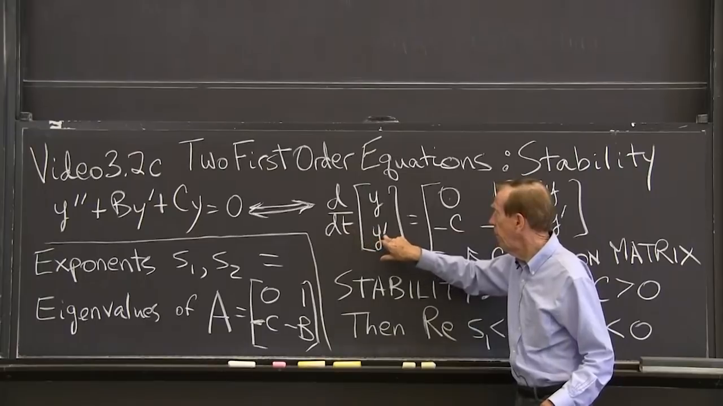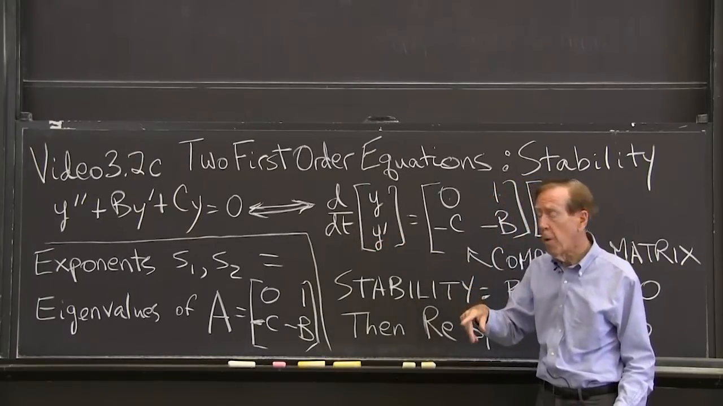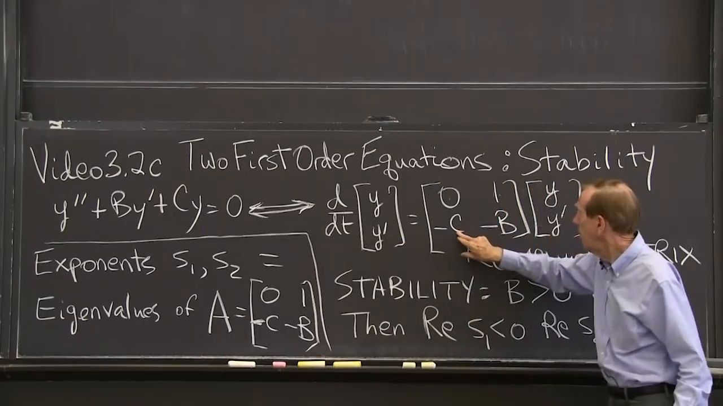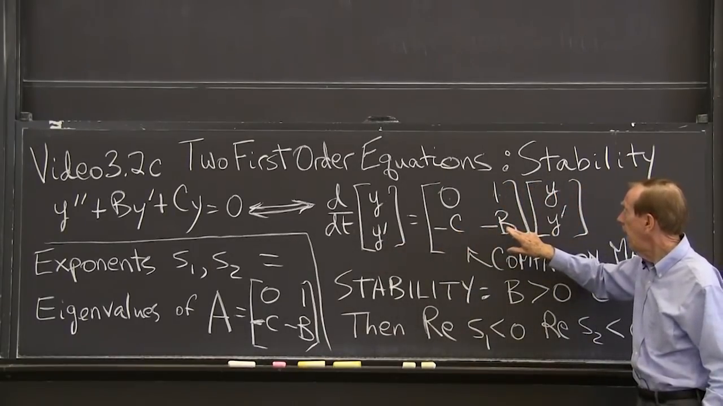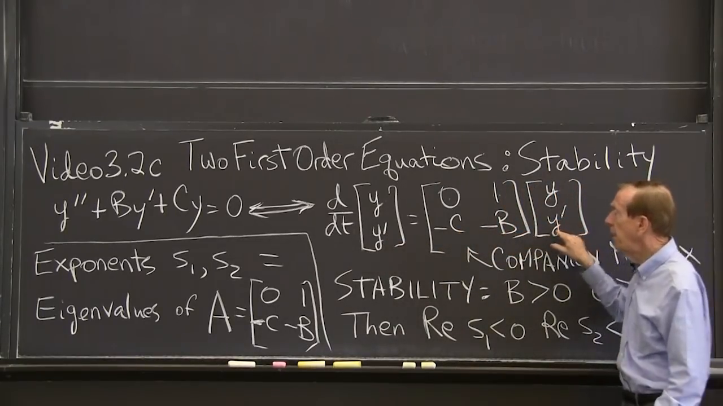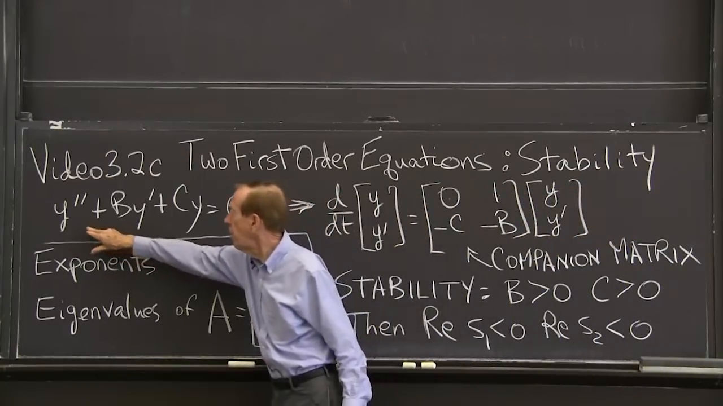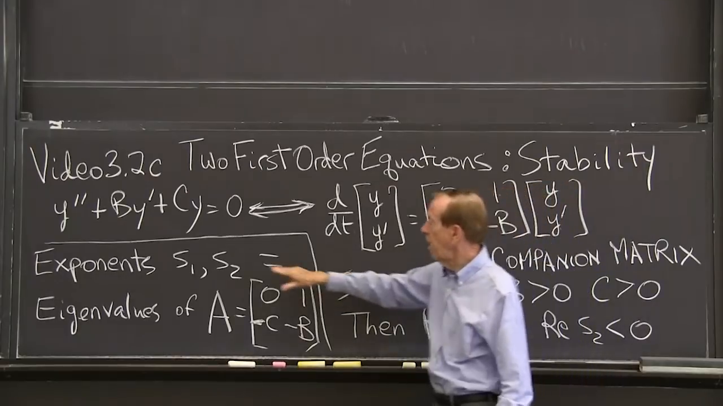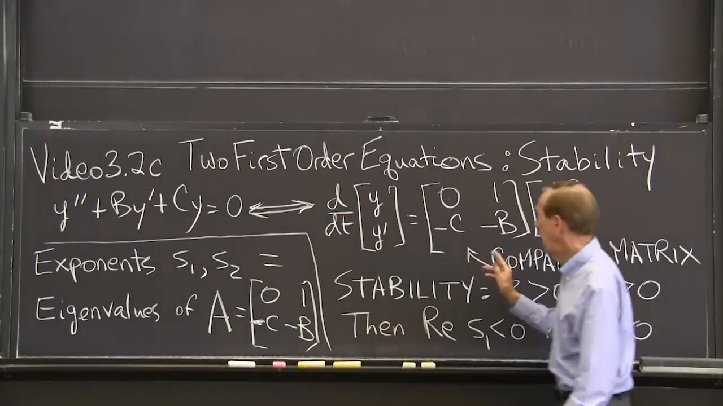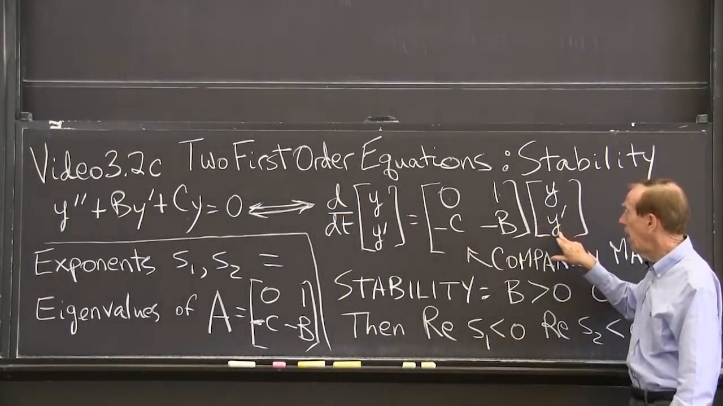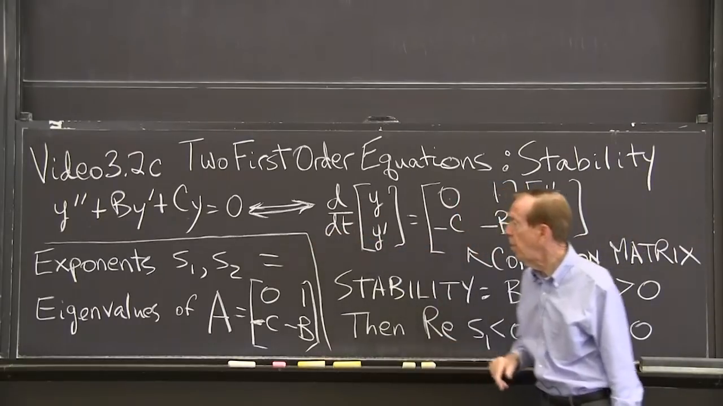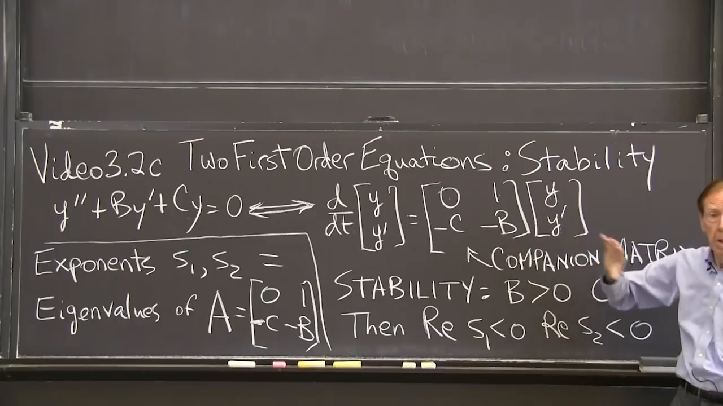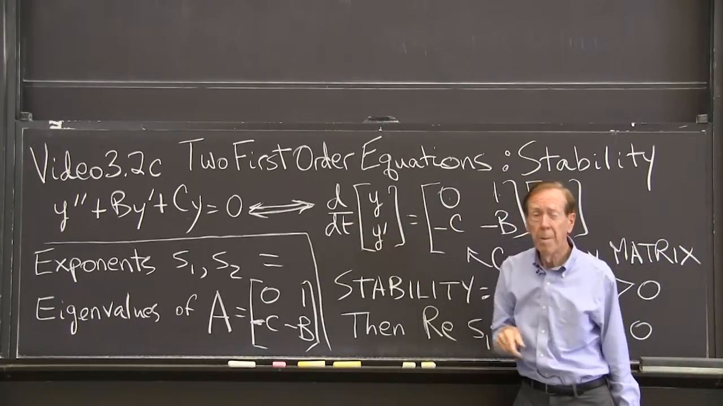The derivative of y prime is y double prime. So this is the second derivative here, equals minus cy and minus by prime. And that's my equation, y double prime. When I bring the minus cy over as plus cy, and I bring the minus by prime over as plus by prime, I have my equation. So that equation is the same as that one.